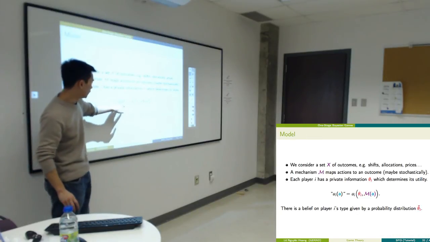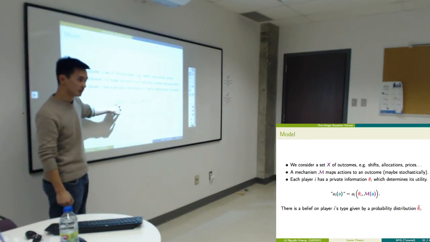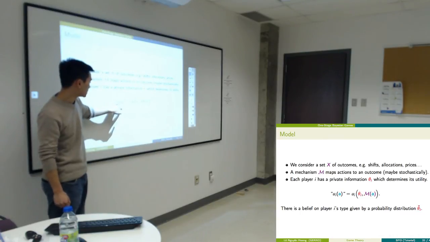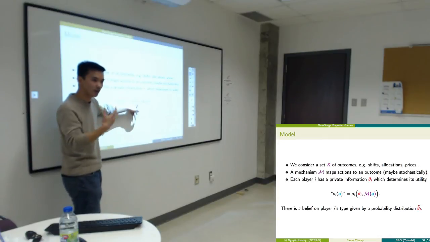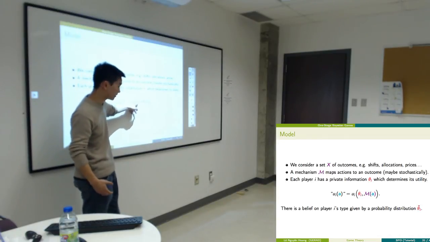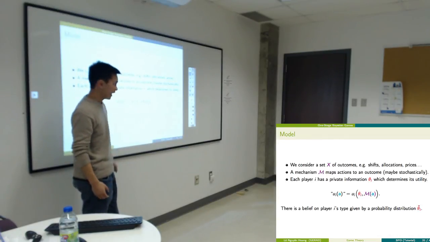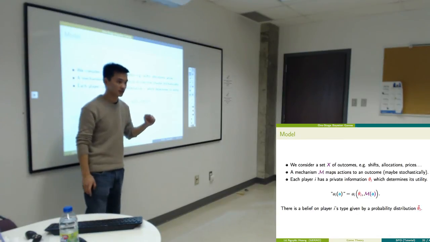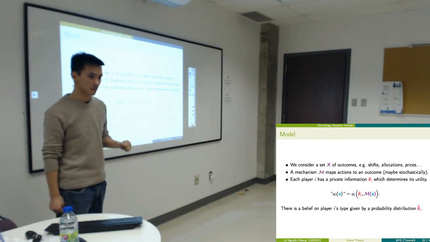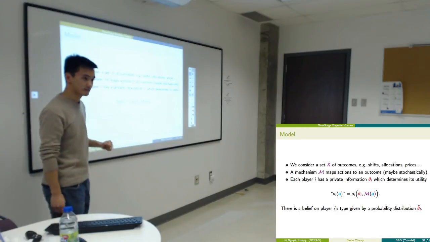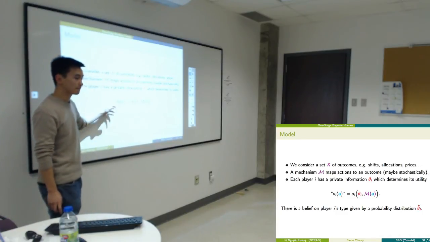And now the u_i of a, which I've been using earlier, is now stochastic. Other players cannot know it because it depends on theta_i. It also depends on the outcome of the allocation of the mechanism. Any questions about that?